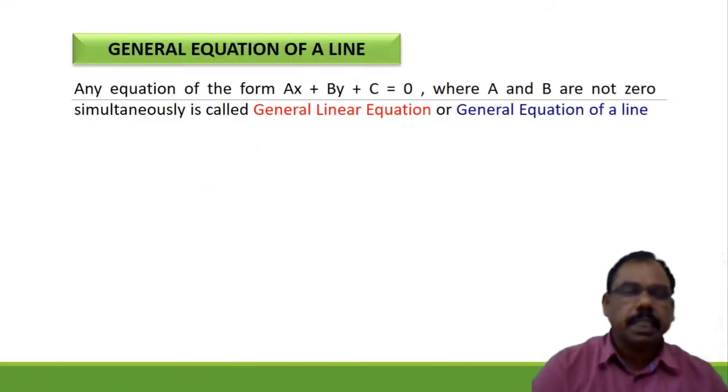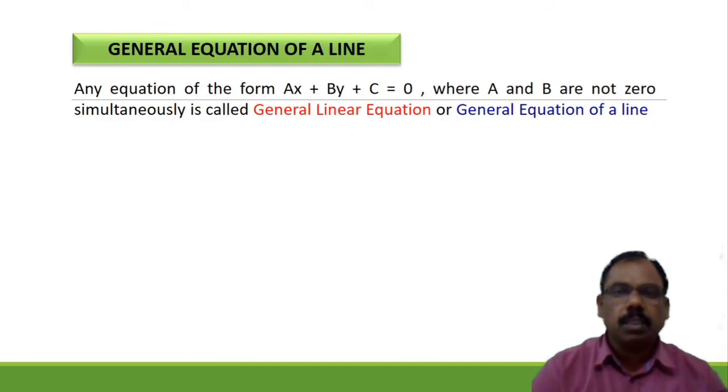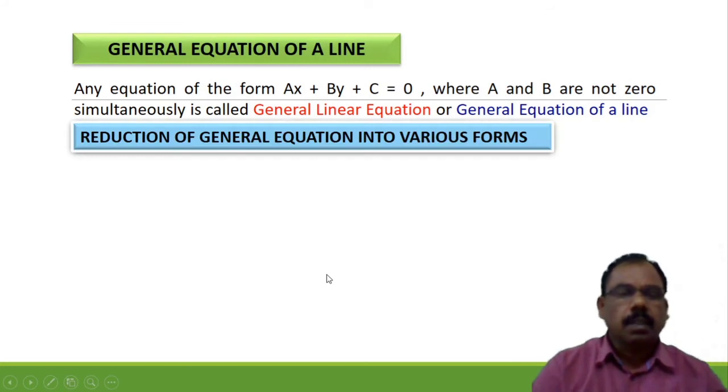General equation of a straight line. Any equation of the form ax plus by plus c equals 0, where a and b are not 0 simultaneously, is called a general linear equation or general equation of a line. Reduction of general equation into various forms.